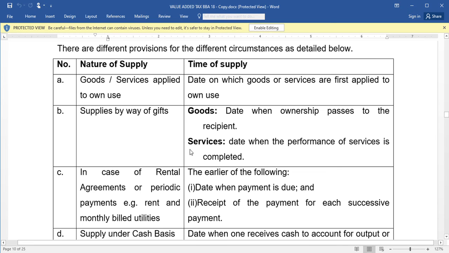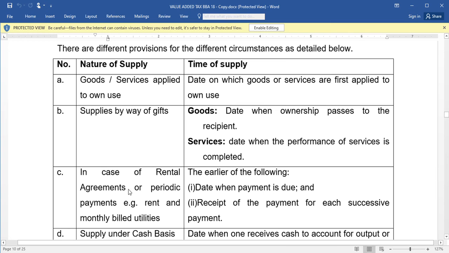Then in case of services, the time of supply is when the performance of services is completed. Maybe if it's plaiting your hair, when they're done with plaiting hair. That is the time of supply. For goods, it's the date when ownership passes to the recipient. When you receive the gift in your hands, that is the time of supply.